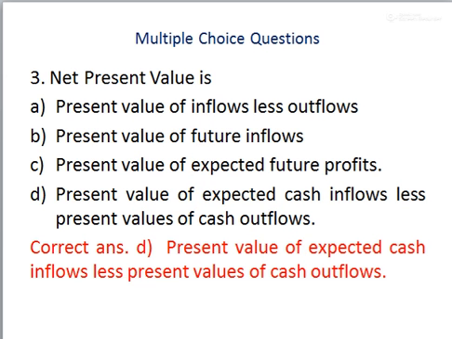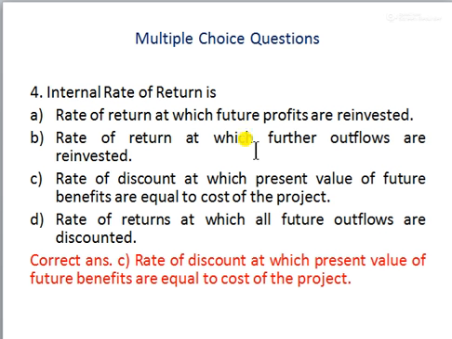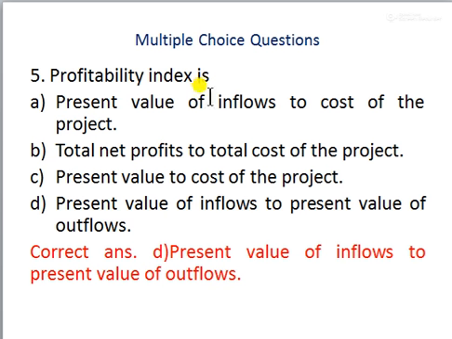Internal rate of return is, the answer is, the rate of discount at which present value of future benefits is equal to the cost of the project. Profitability index, the correct answer is present value of inflows to present value of cash outflows.